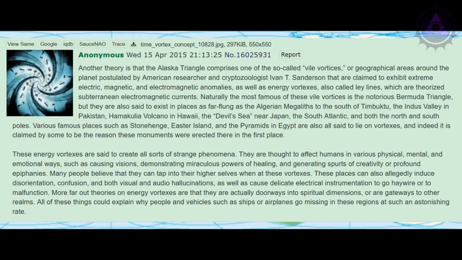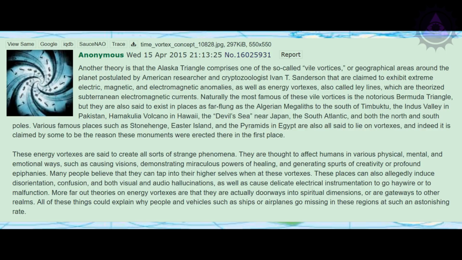in places as far-flung as the Algerian megaliths to the south of Timbuktu, the Indus Valley in Pakistan, Haleakala volcano in Hawaii, the Devil's Sea near Japan, the South Atlantic, and both the North and South Poles. Various famous places such as Stonehenge, Easter Island, and the pyramids in Egypt are also all said to lie on vortexes, and indeed it is claimed by some to be the reason these monuments were erected there in the first place. These energy vortexes are said to create all sorts of strange phenomena. They are thought to affect humans in various physical, mental, and emotional ways, such as causing visions, demonstrating miraculous powers of healing, and generating spurts of creativity or profound epiphanies.